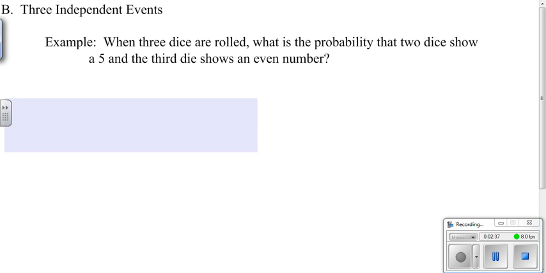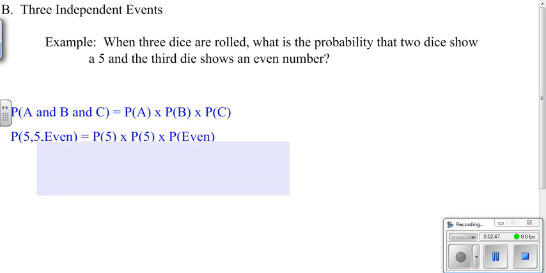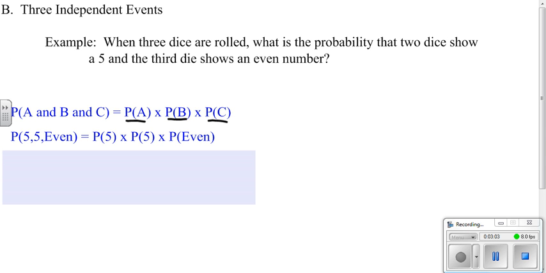Moving on from there, if we have 3 independent events, so when 3 dice are rolled, what is the probability that 2 dice will show a 5 and the third die shows an even number? Well, we want the probability of A and B and C. So we need the probability of A times the probability of B times the probability of C, in which case our outcomes are 5, 5, and an even number. So we want the probability of rolling a 5, the probability of rolling a 5, and the probability of rolling an even number.